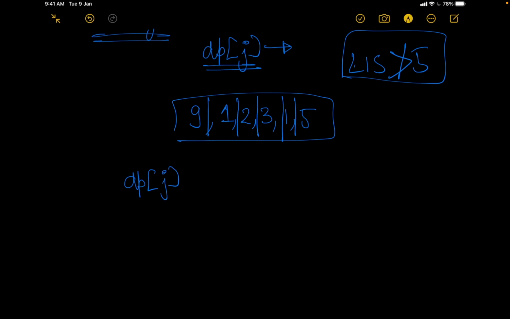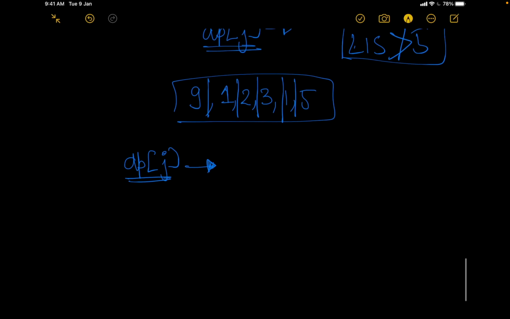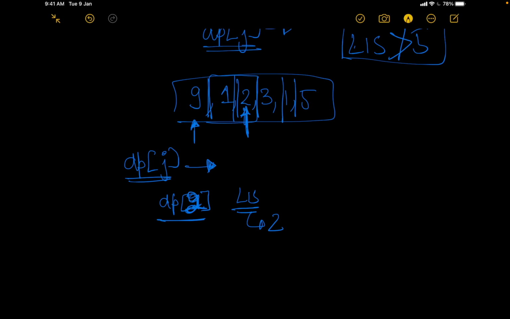So let's say dp[j] means at what leftmost element am I able to make a length of j. So for example, what is the leftmost element at which I am able to make a length of 1? The leftmost element at which I am able to make a length of 1 is 9. The leftmost element at which I am able to make a longest increasing sequence of 2 would be 2 itself, because at this particular index I would be having 1 and 2.